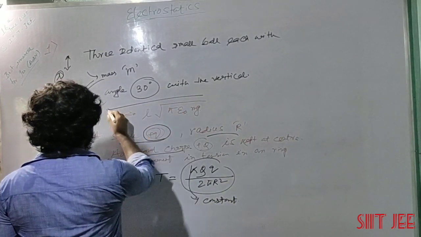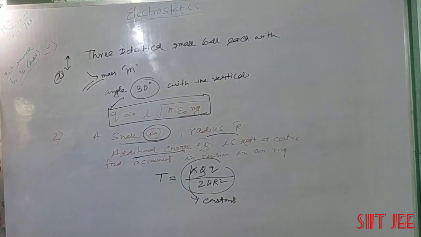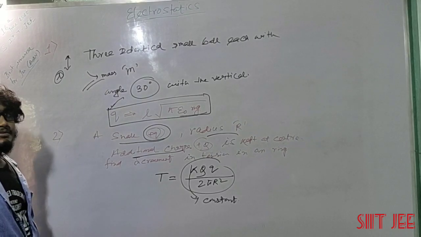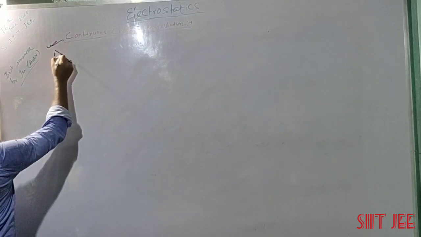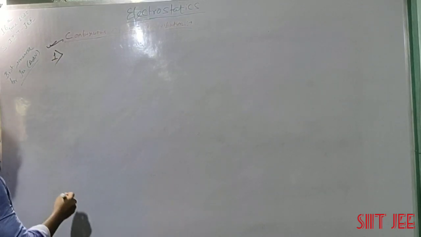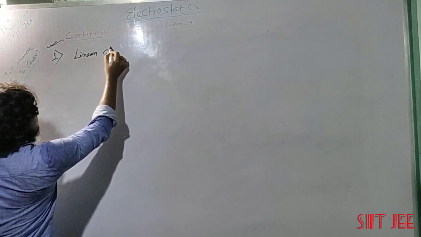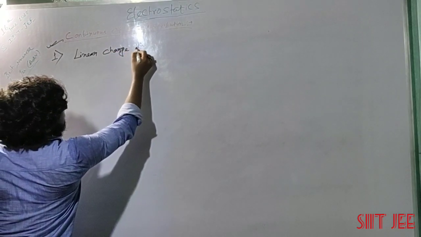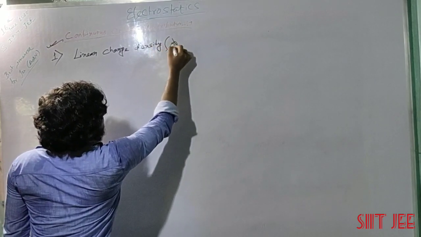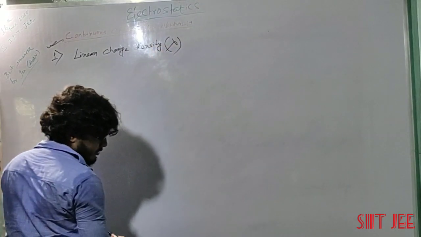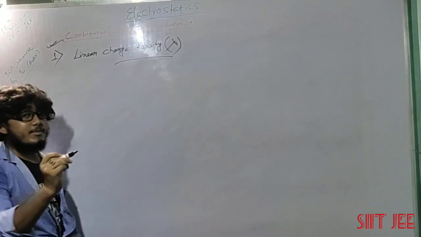Base concepts for JEE Main and KVPY. Continuous charge distribution. Number 1: linear charge density, which is charge per unit length.